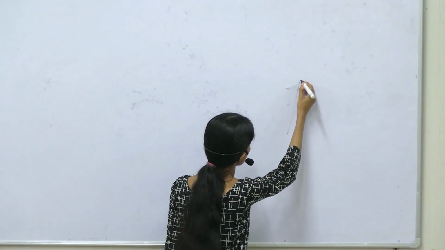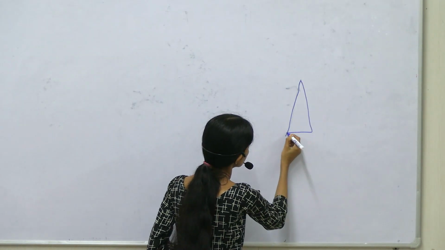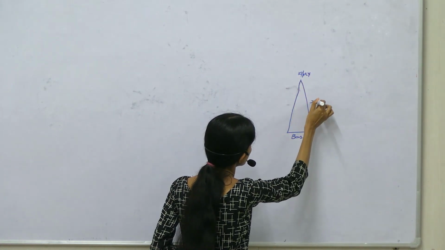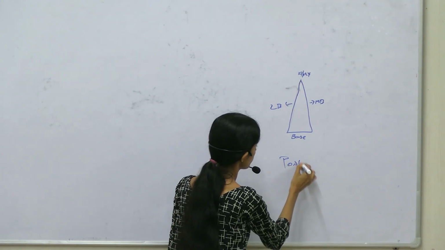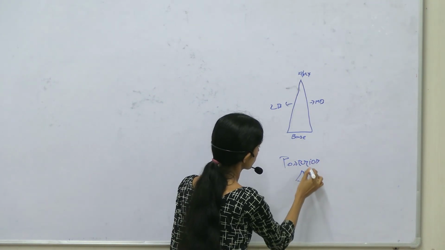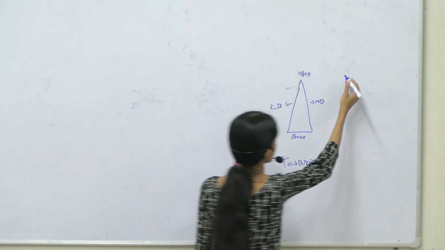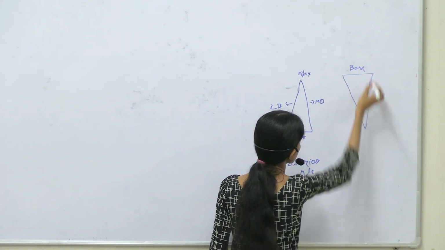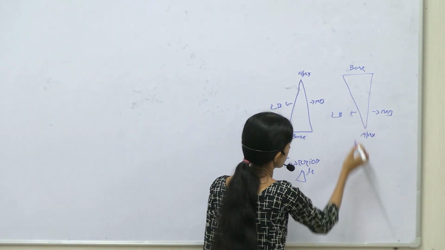So your posterior triangle is generally present like this, right? So this is the base, apex, and these are the medial border, and this is the lateral border. But your anterior triangle will be present as an inverted triangle, like this. So this will be the base, apex, medial border and lateral border.